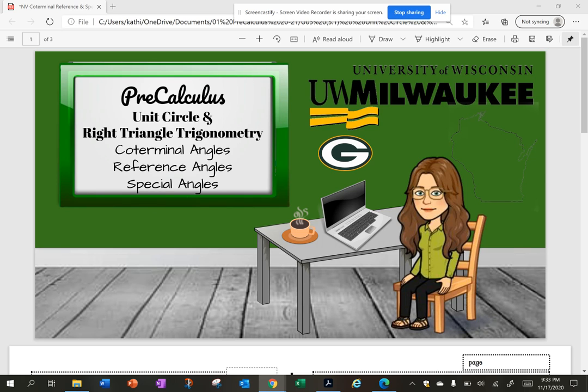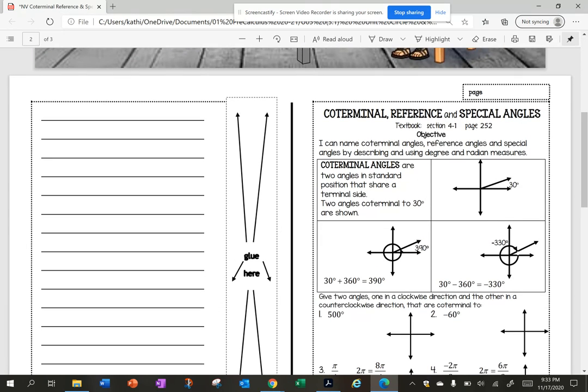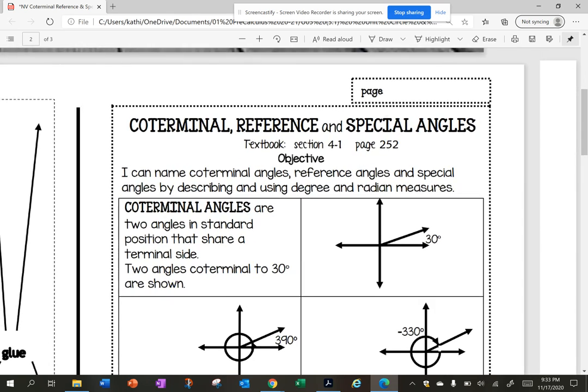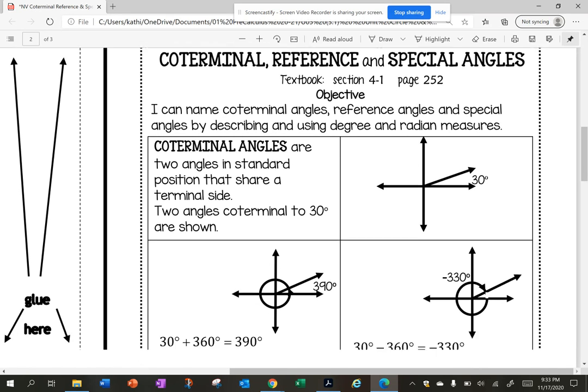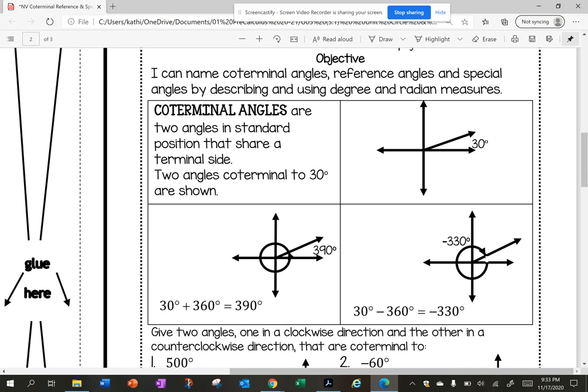Today's lesson is on coterminal angles, reference angles, and special angles. My learning objective for today is I can name coterminal angles, reference angles, and special angles by describing and using degree and radian measures.